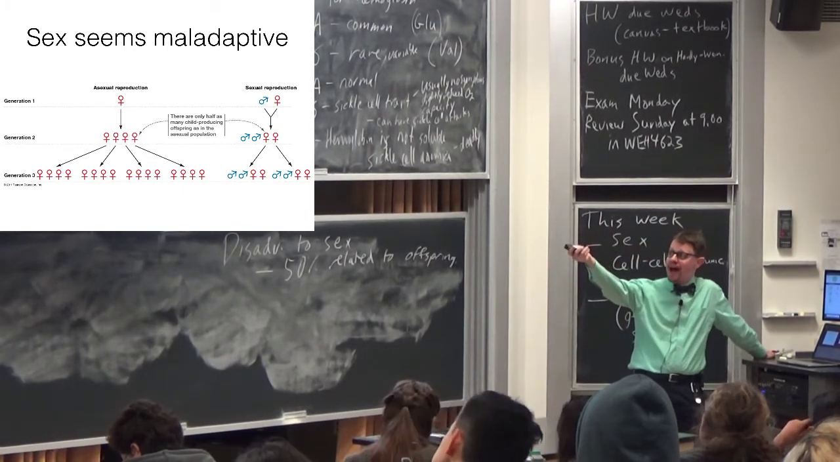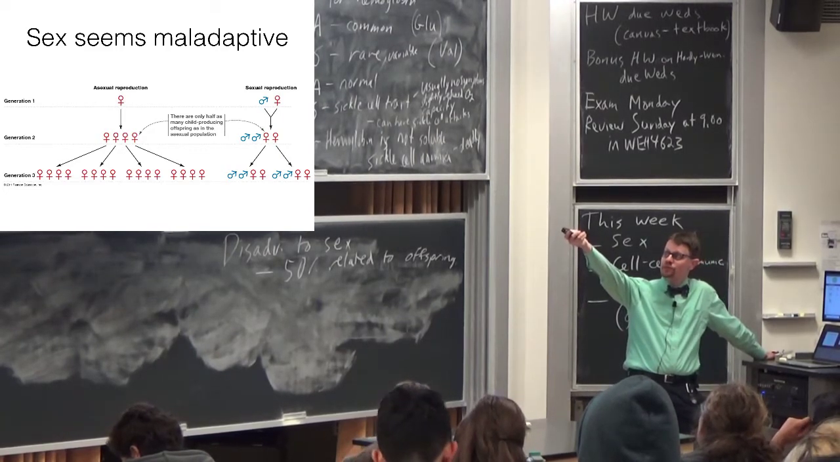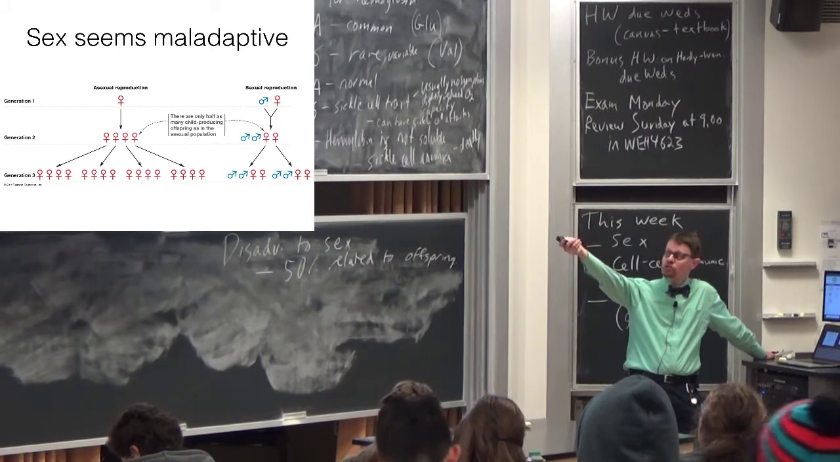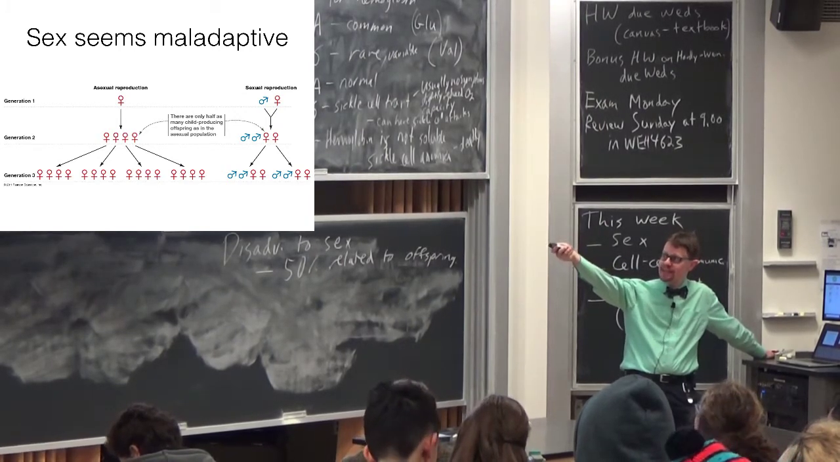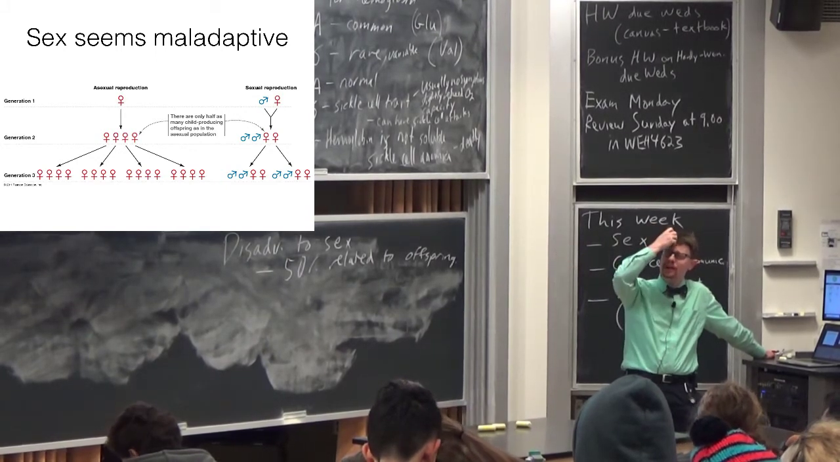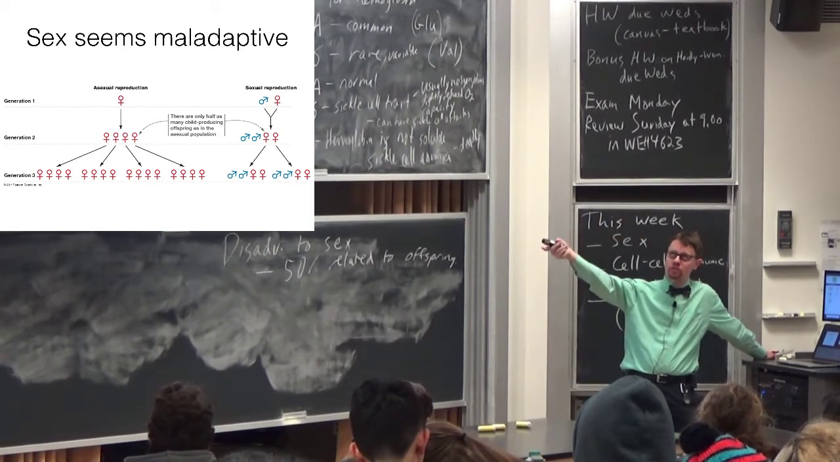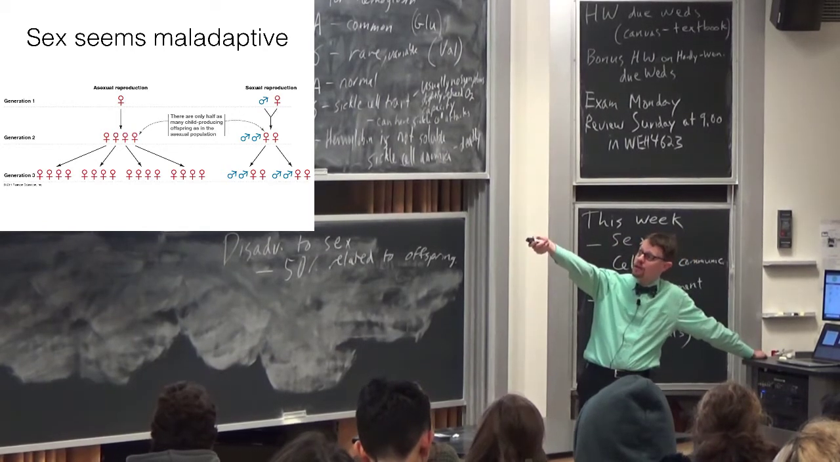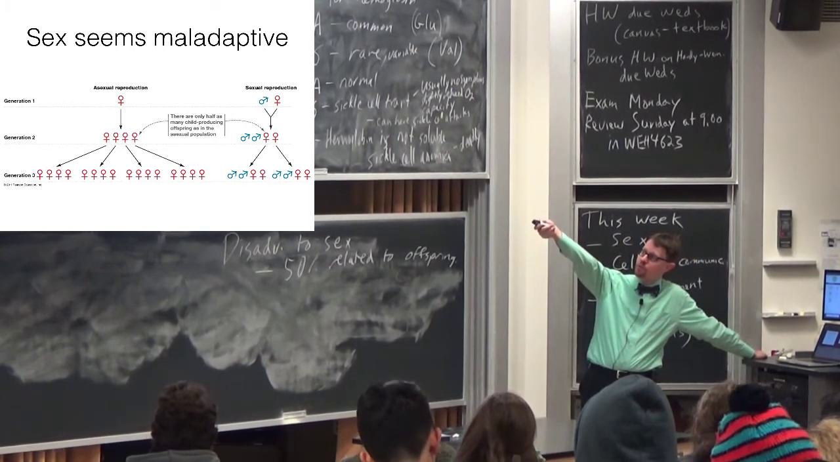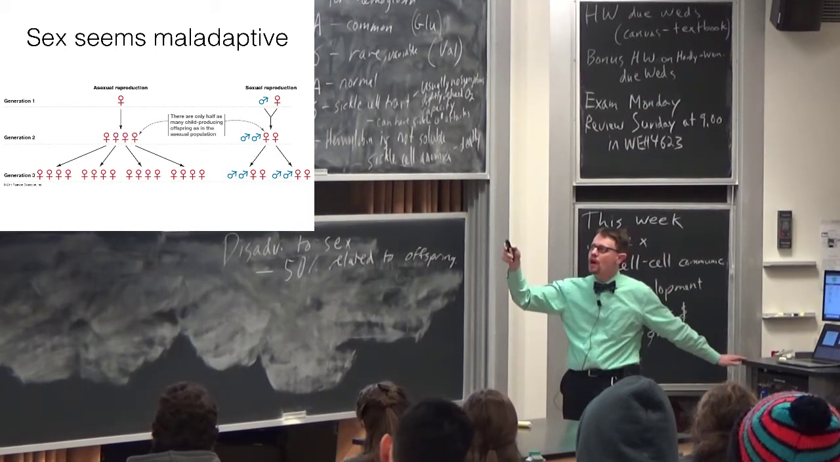In addition to that, if you have a population of all females, this female has four offspring, then each of her four offspring has four offspring. Now we're up to 16 in the next generation, and then in the next generation after that, we're at 16 times 4, which is 64 offspring, and then the next generation, we're at 256 offspring. And so in five generations, we've gone from one female to 256 females.